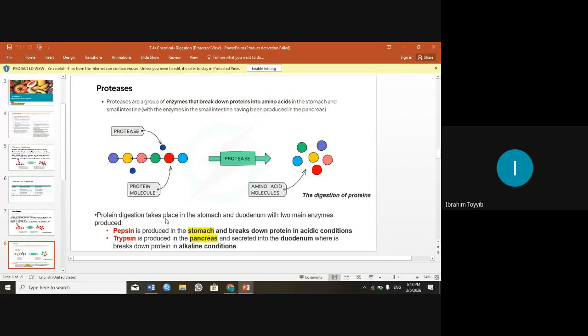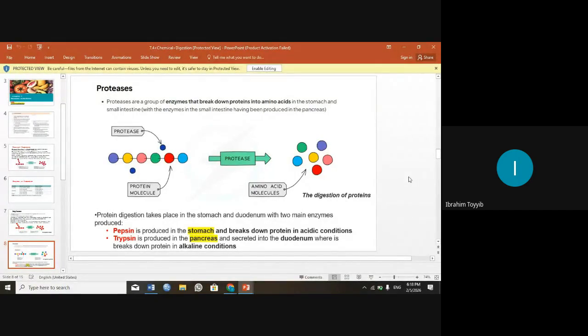So protein digestion takes place in the stomach and duodenum with two main enzymes. Don't forget, the duodenum is the first part of the small intestine. We have pepsin, which is produced in the stomach and breaks down protein in acidic medium, in the presence of hydrochloric acid. Pepsinogen to what? To pepsin.